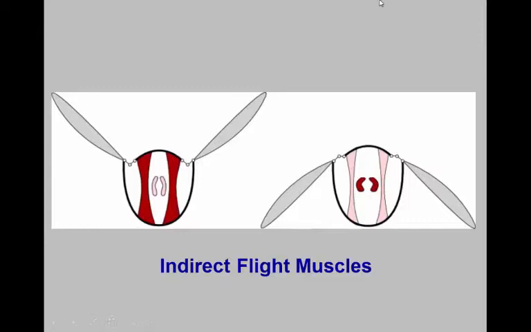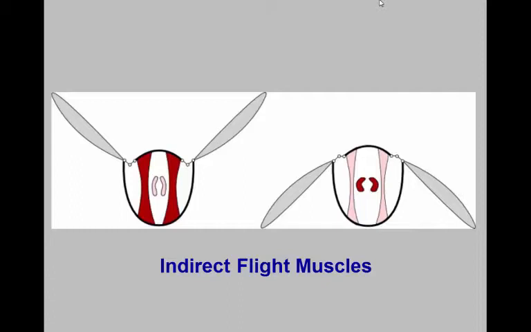Most insects that fly fast and very directed have what we call indirect flight musculature. In this particular case, we still have that thoracic box, where the exoskeleton at the top is very rigid, and the sides and the bottom of the thorax are also very rigid, sclerotized exoskeleton. But now look where the muscles are attached.